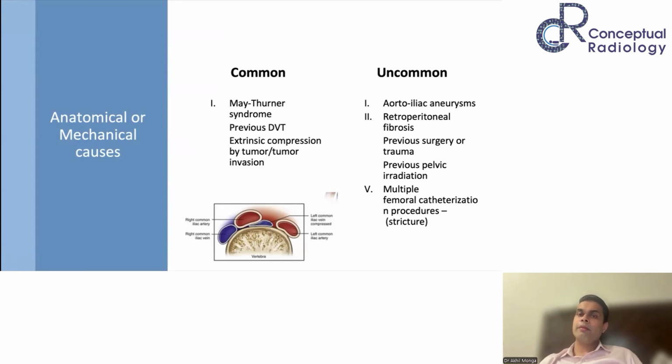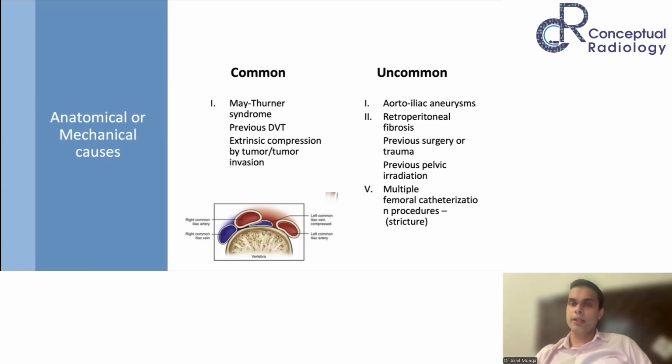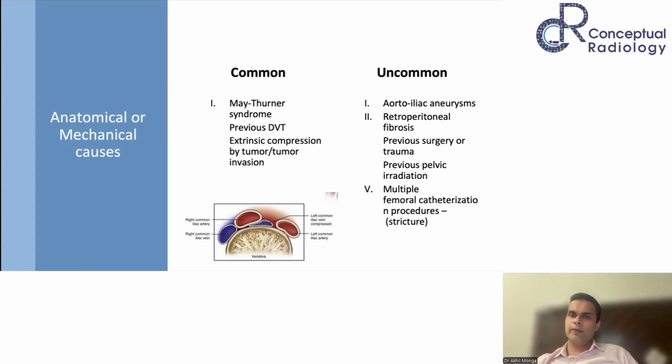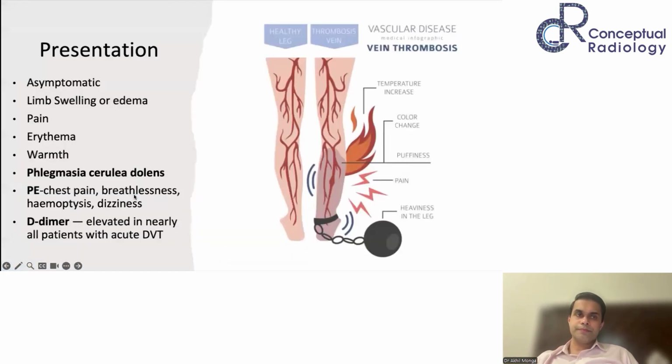Very rarely it can be by RP fibrosis, aortic aneurysms, or old pelvic radiation for some pelvic cancer causing radiation-induced stenosis of the iliac veins. And sometimes femoral catheterizations which have been there for a long time, if left inside, can induce thrombosis in that area.